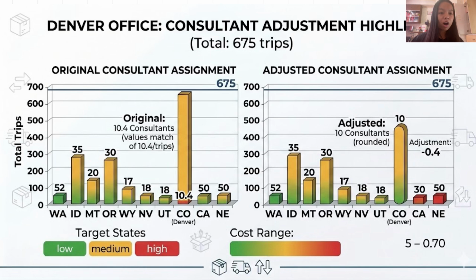In reality, offices have physical limits. When we introduce a cap of 10 consultants, or 250 trips, per office, we hit a snag in Denver. Initially, the model wanted to send more than 10 consultants out of Denver to keep costs low. To stay compliant, we have to offload 5 trips. We looked at Kansas, which was being served by Denver. Since Tulsa could serve Kansas at the exact same cost of 75 per trip, we shifted that workload to Tulsa. This solved our capacity issue in Denver without adding a single cent to our total system cost.